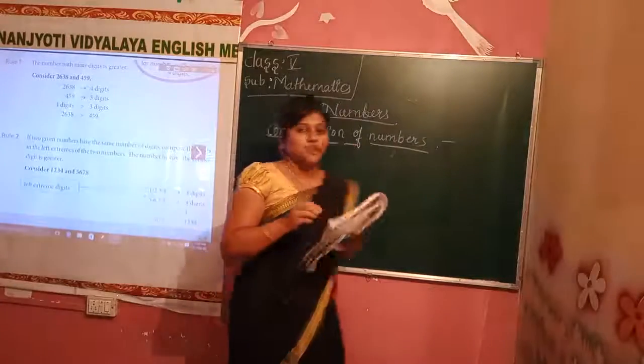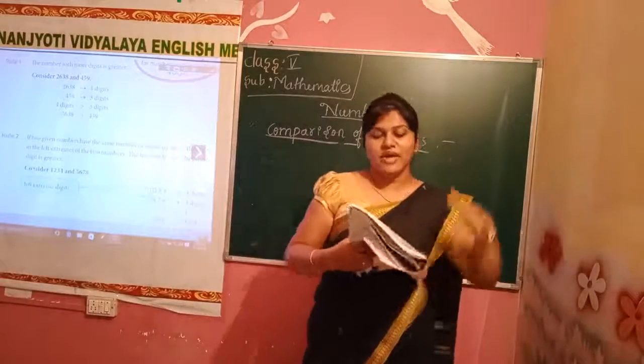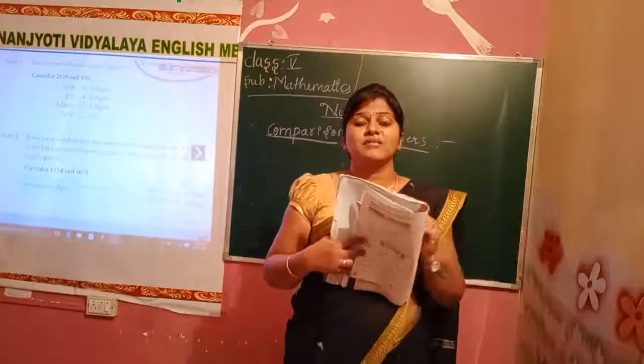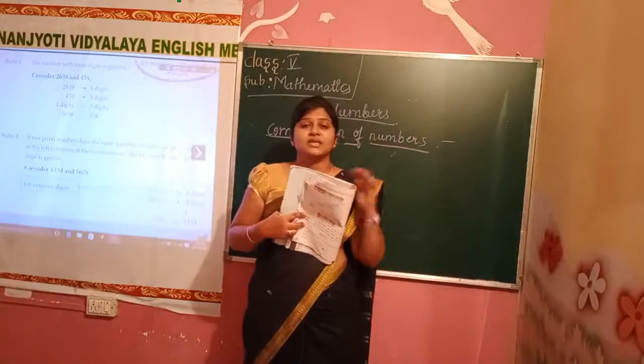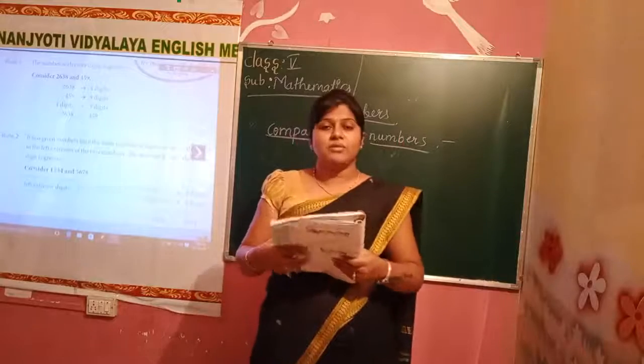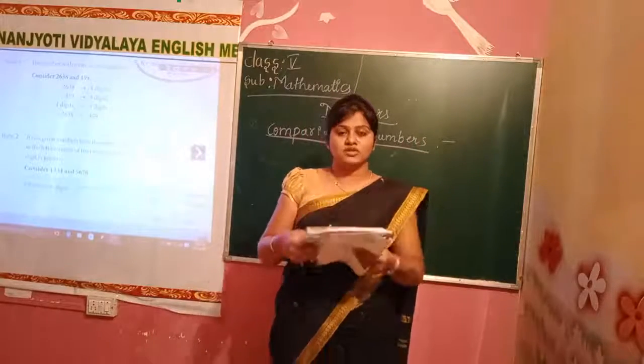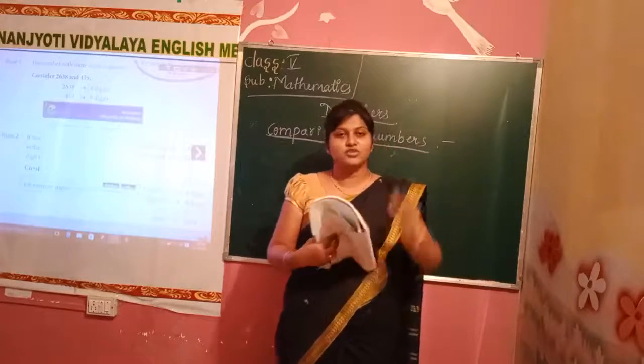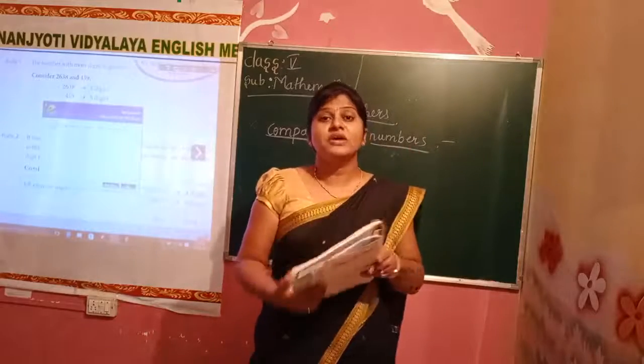Comparison of numbers. When we have two different numbers, how to compare them? How to tell which is the greatest and which is the smallest number? We have some more rules for this. We have 5 rules for this. First rule is, we'll study about the first rule.